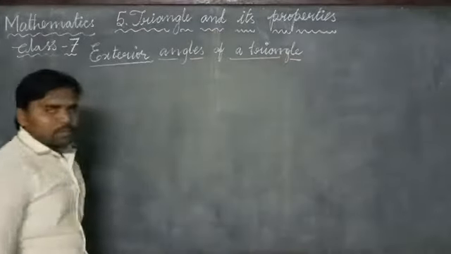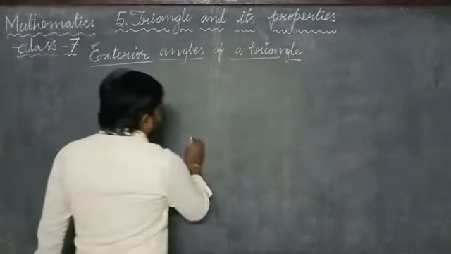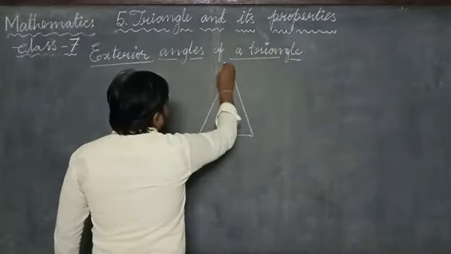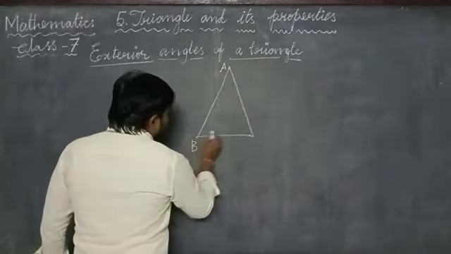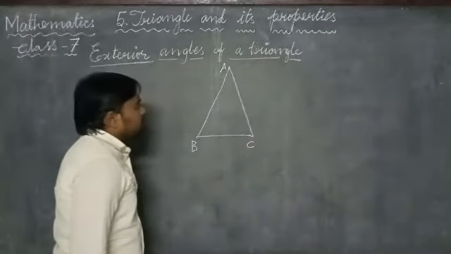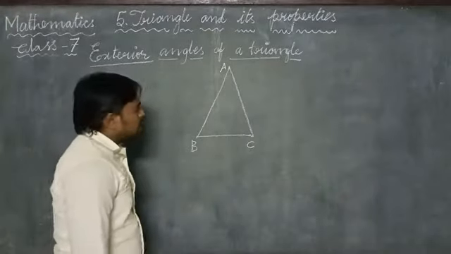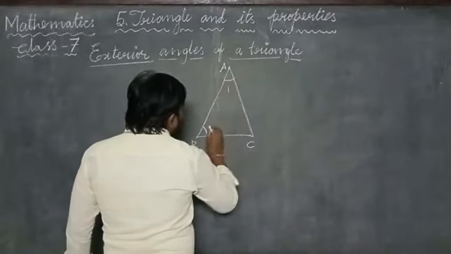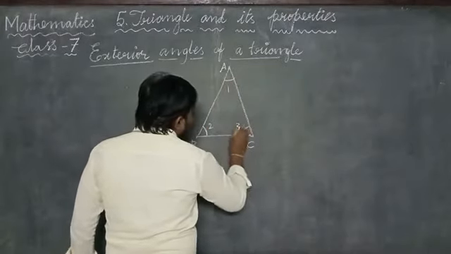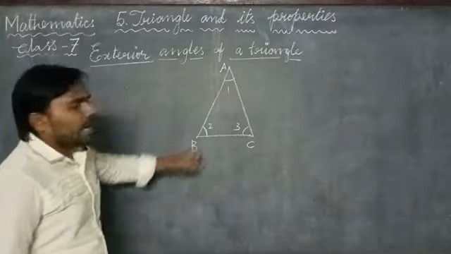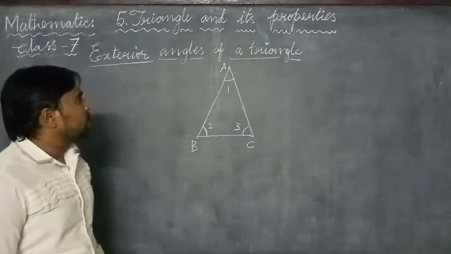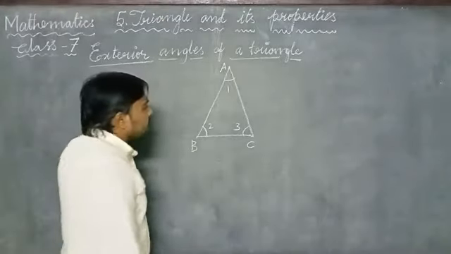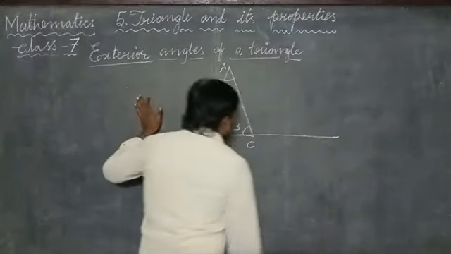Okay. Now let us draw the triangle ABC. It is the triangle ABC. Here, these are the interior angles of a triangle: angle 1, 2, 3. These are the interior angles of a triangle. The exterior angles of a triangle are located on the outer side of the triangle.